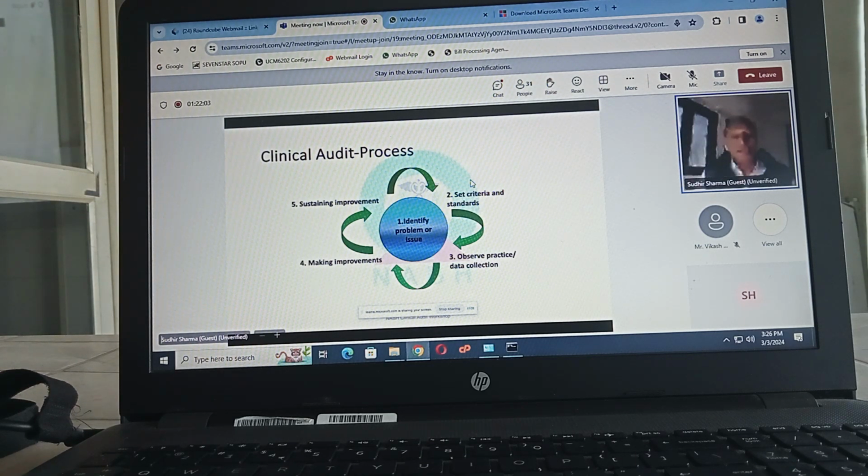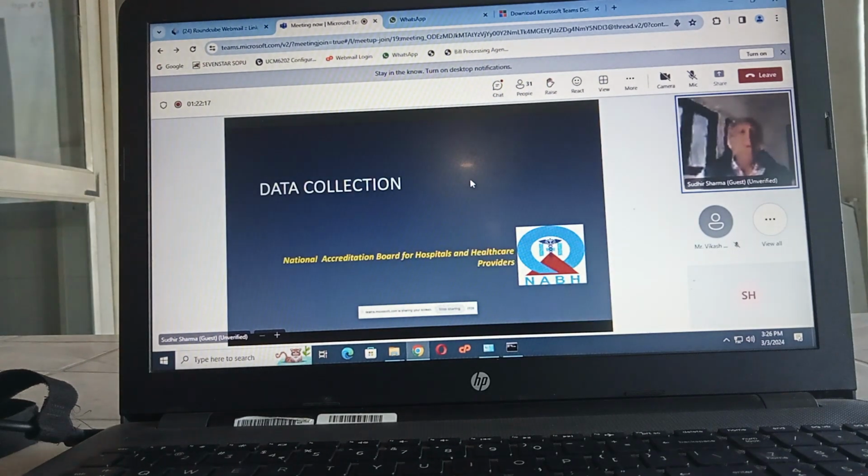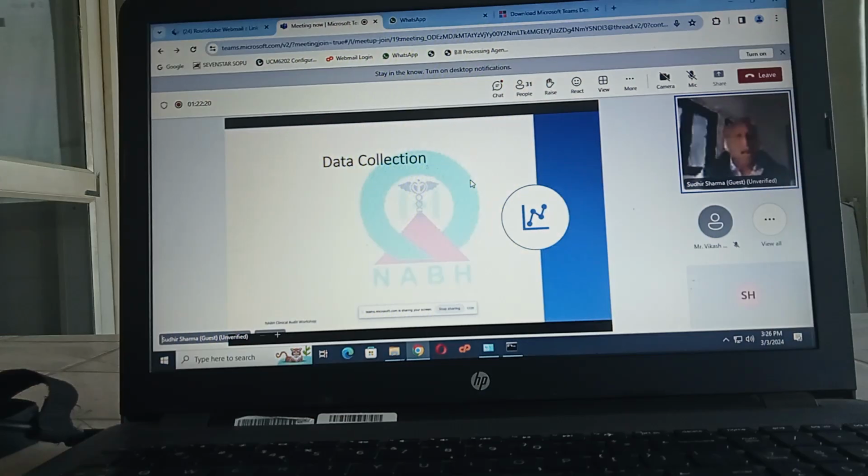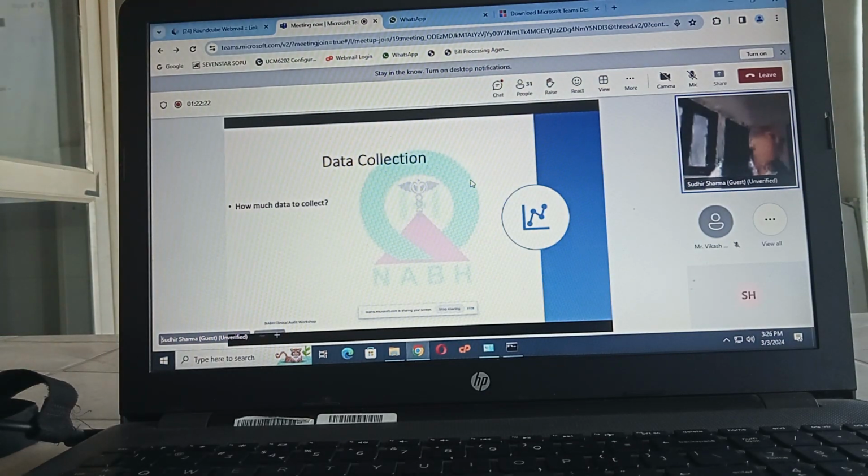So step two we talk about, but we go on to step three, that is observe the color patterns. We start with data collection. So how much data you collect? See, when I was giving an example about it, you said select two. Now say select 4 or 5, because I want you to arrive at a conclusion.